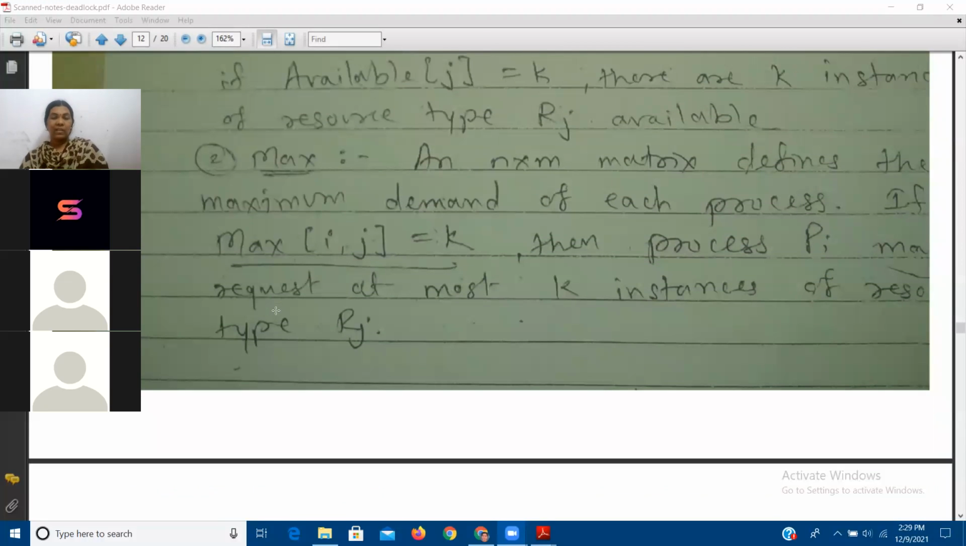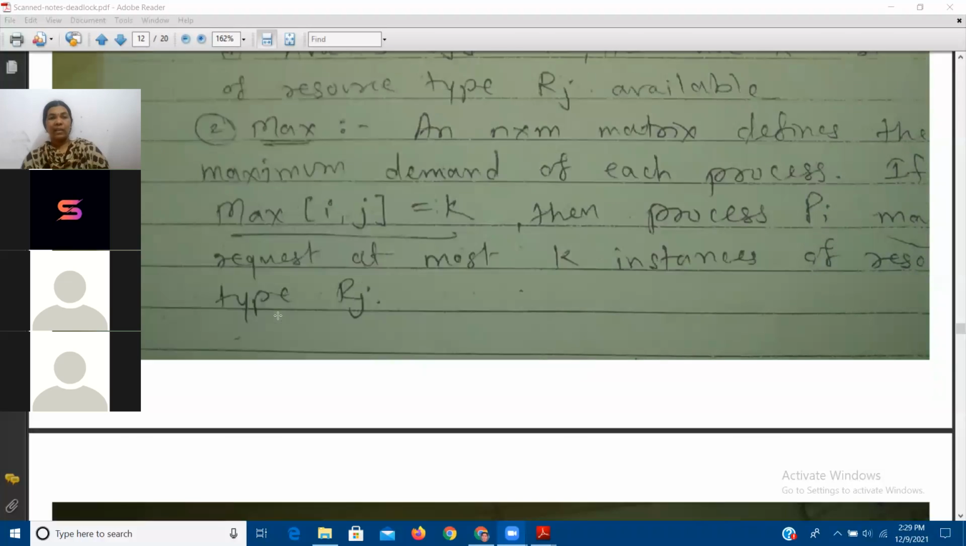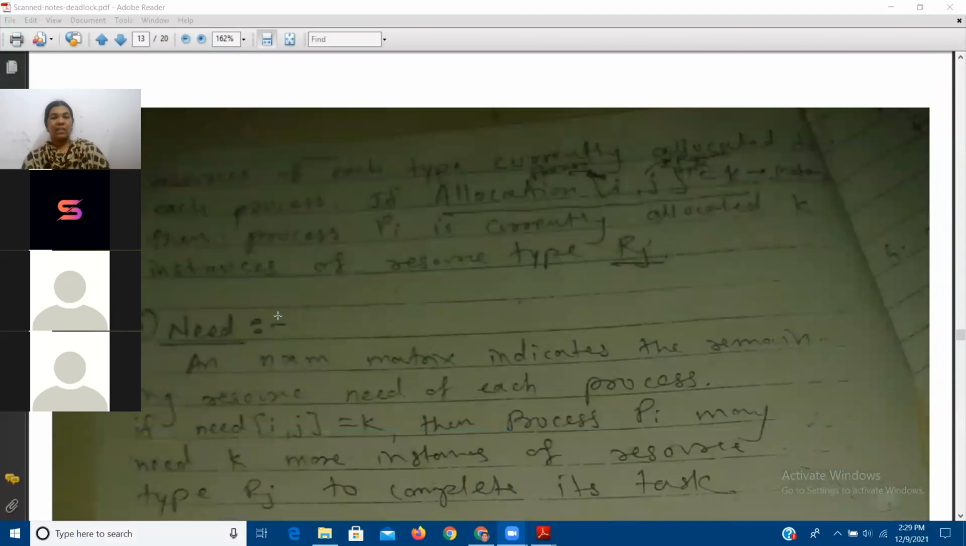Okay. Next, that is according to our yesterday's example. We take the first process, that is process P0. With process P0, 5 printers were there and 5 more were needed. So its total maximum need is 10. So 10 printers are required by process P0 to complete its execution. So this is the maximum need of process P0. Okay. So like that. Next is the need.